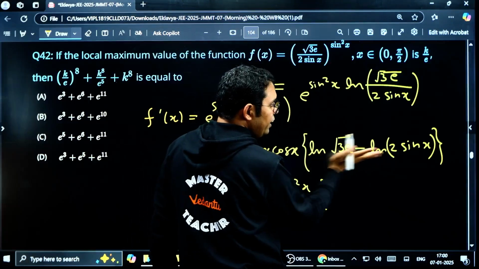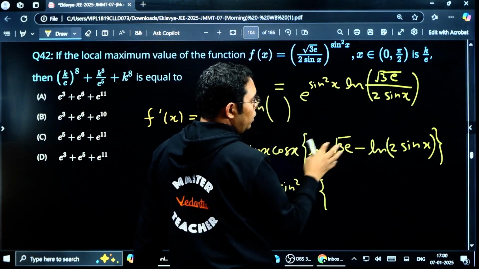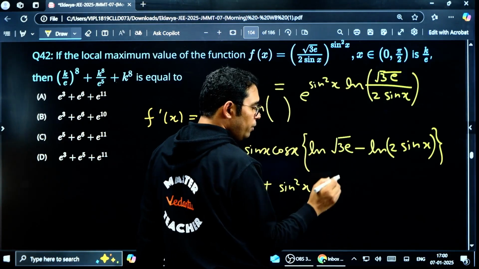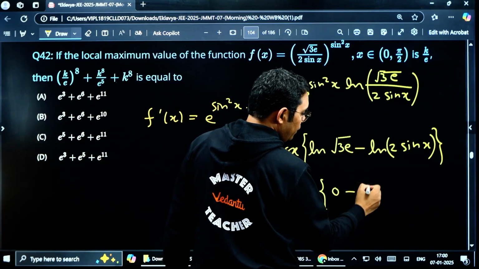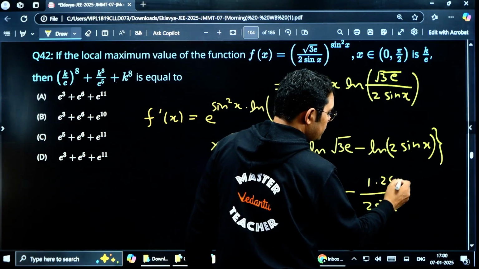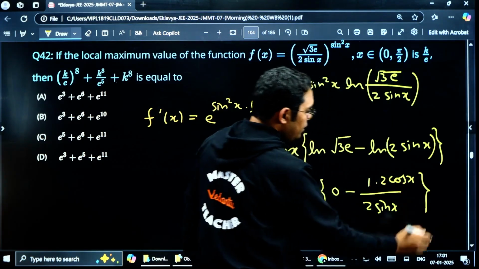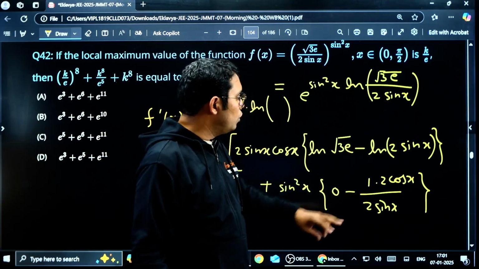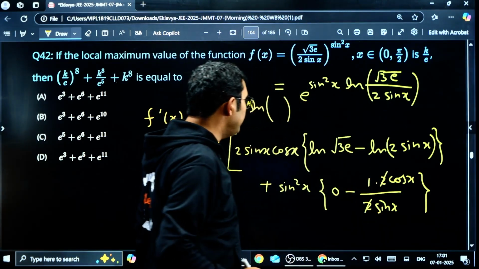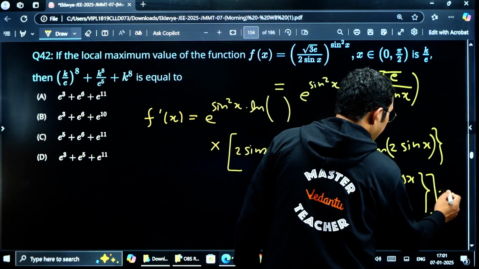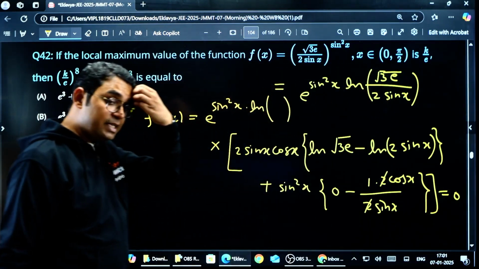This I have modified like this. So if you differentiate this thing, it's the same thing. For ln root 3e, differentiation will be 0. For this, differentiation would be 1 upon 2 sine x into 2 cos x. You can check. For ln, differentiation 1 upon 2 sine x. For 2 sine x, differentiation 2 cos x. I think 2 gets cancelled. Not required to write it here. And we want this to be equal to 0 actually. Then we will be able to find the point of maxima or minima.